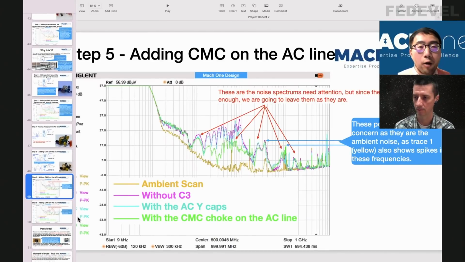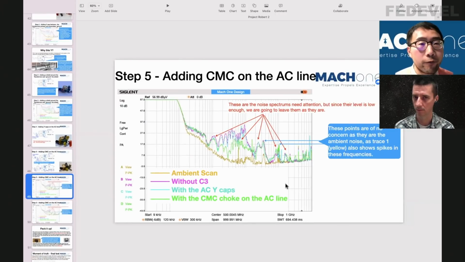Now we have a design that I think at this stage is good enough. Of course it's not perfect, but based on their layout and their really bad design, applying the methods we applied, including adding Y-cap between the primary side and the secondary side, adding a shield on the transformer, adding some Y-capacitors on the AC line, altogether we are at a stage that we are happy, basically.